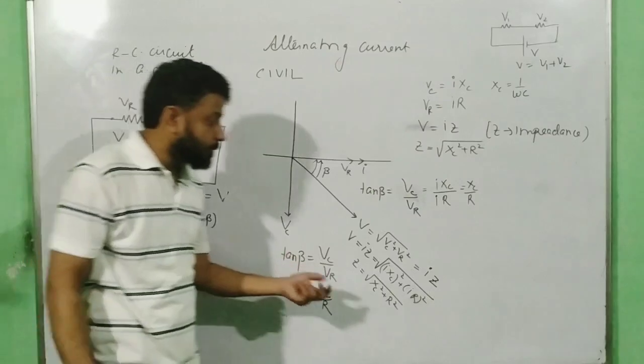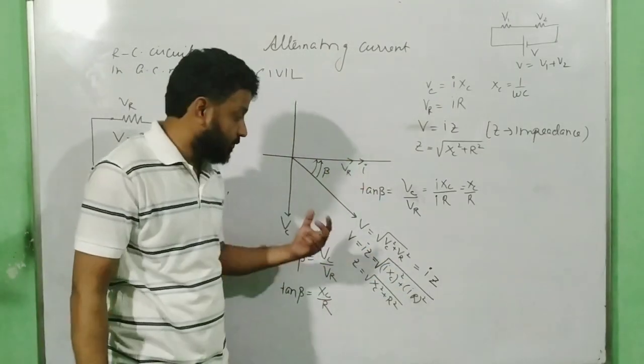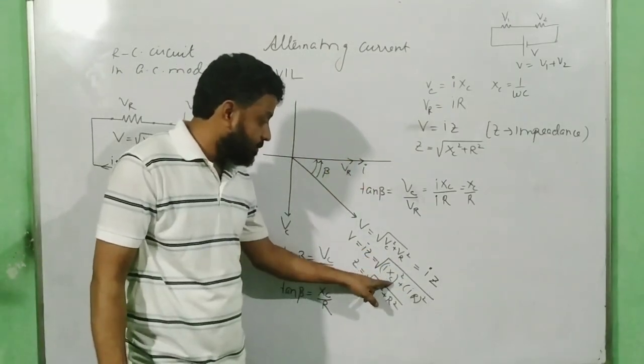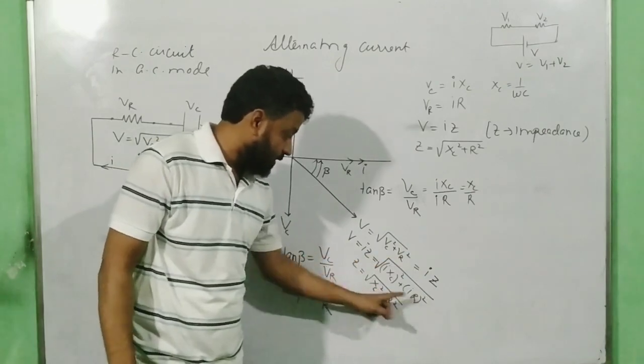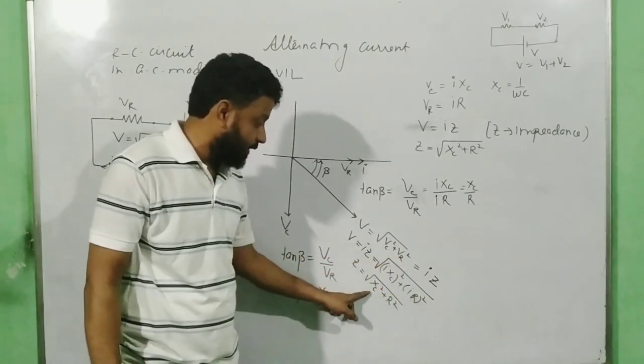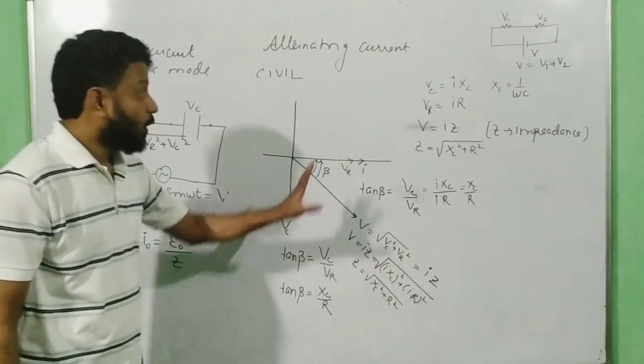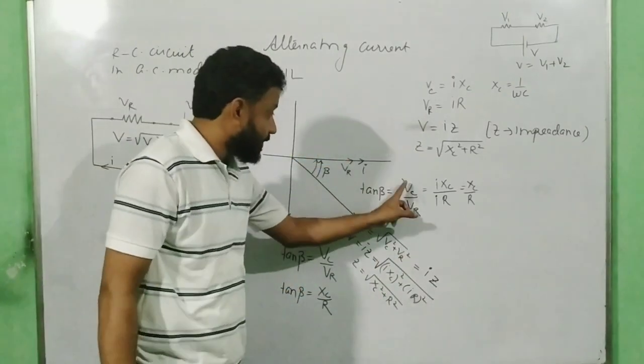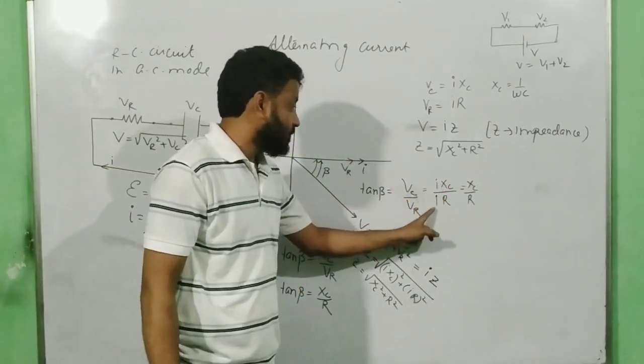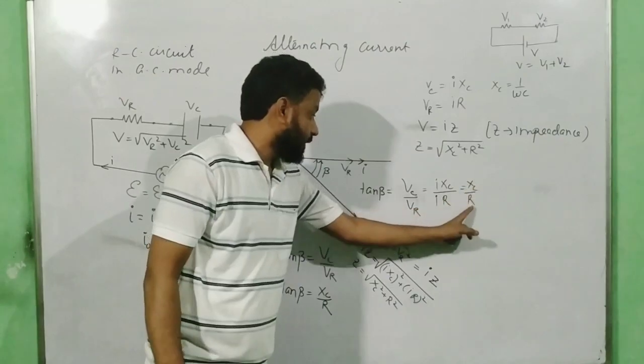And now if I use the simple Ohm's law, V is equal to I times resistance, I can write VC as I times XC, VR as I times R, and so Z will be equal to root over of XC square plus R square. Also, I can modify this formula: tan beta is VC by VR, which is equal to XC by R.